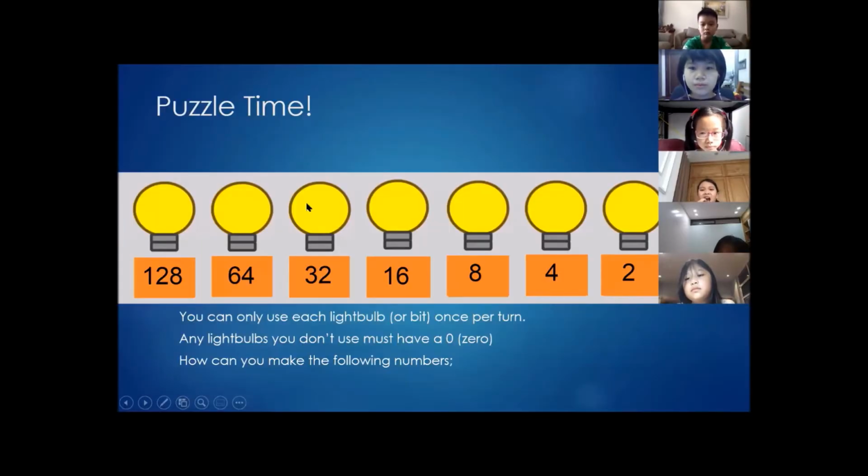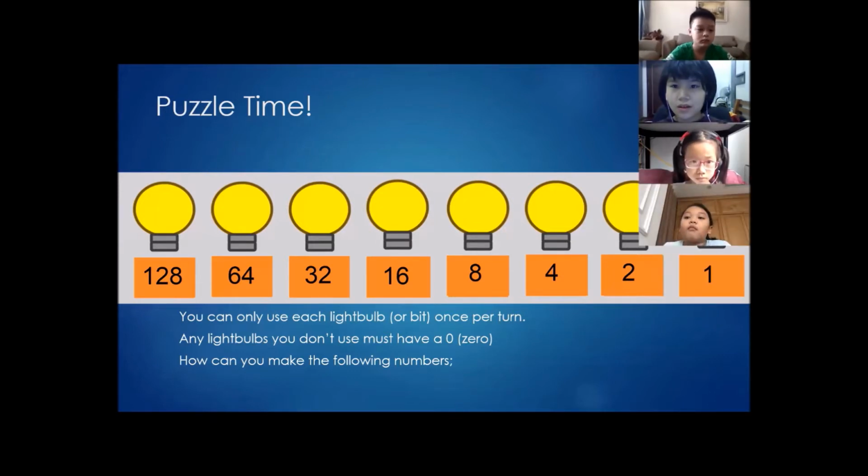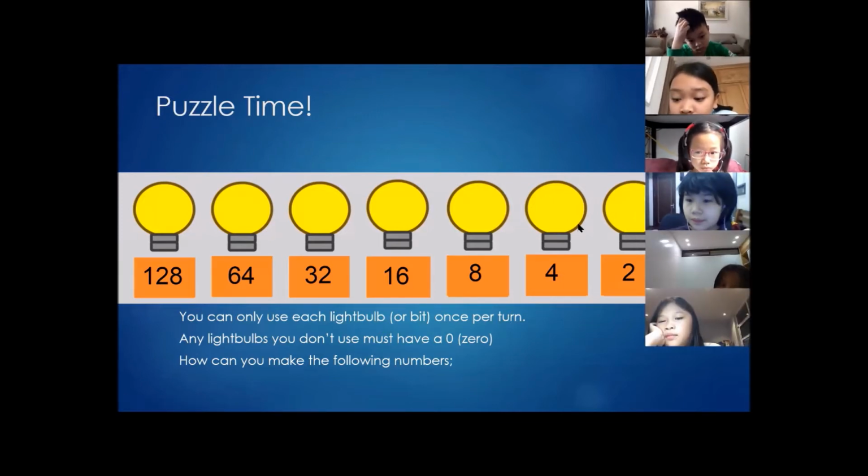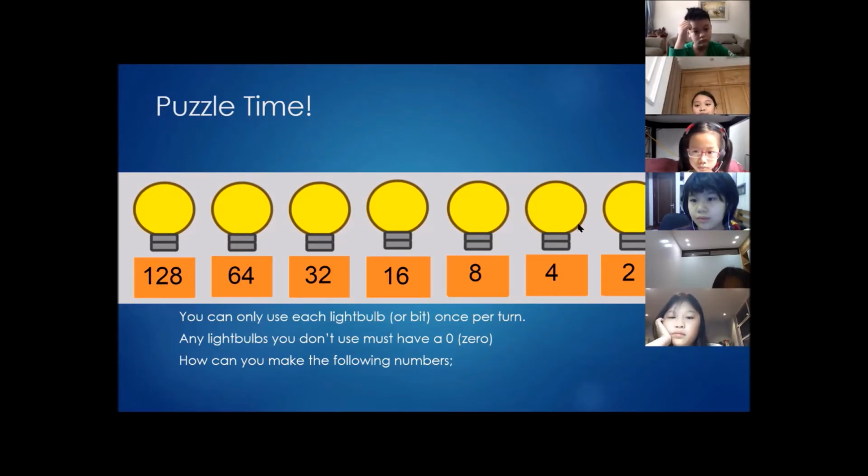We had a look at this puzzle here, or I called it a puzzle. It's actually my introduction for you guys to binary code. We had 8 bits. Each light bulb represents a bit. And I wonder, Nana, can you remember what we call 8 bits? What's that unit? Byte. Yeah, exactly. Thank you. So this potentially shows 1 byte of information.